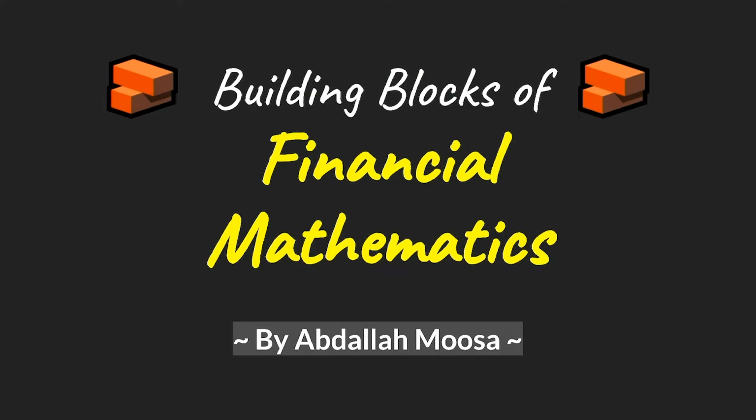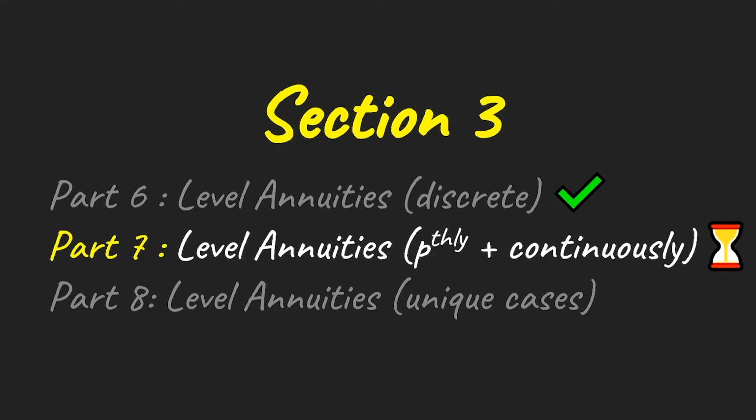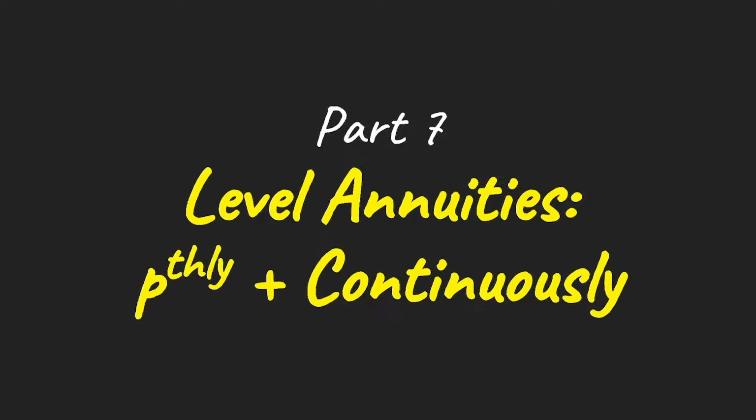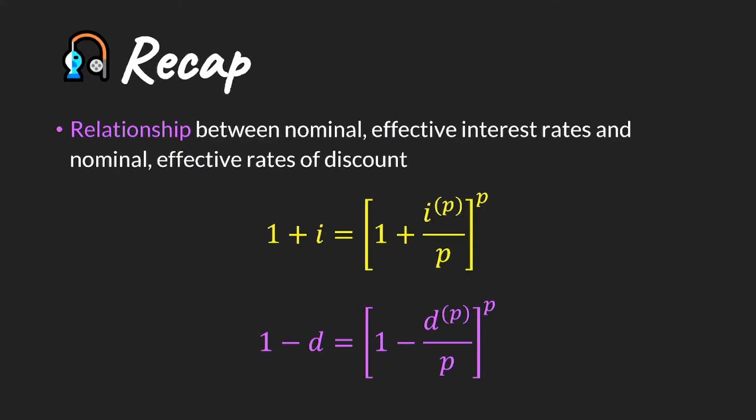Hi everyone, in this video we'll be looking at level annuities where cash flows are paid continuously as well as p-thly. If you haven't seen my video on discrete level annuities, have a look at the link above or in the description below. So we've seen the relationship between nominal and effective interest rates and nominal and effective discount rates before, shown using these formulae.